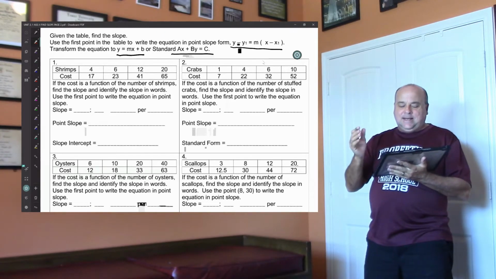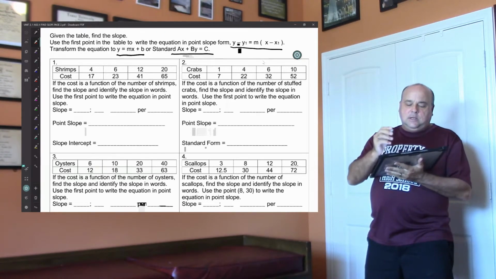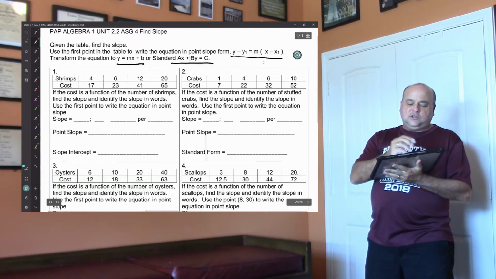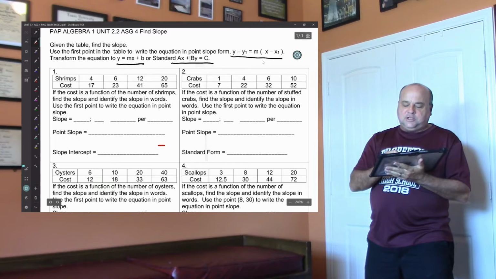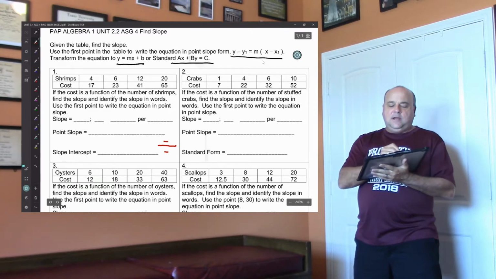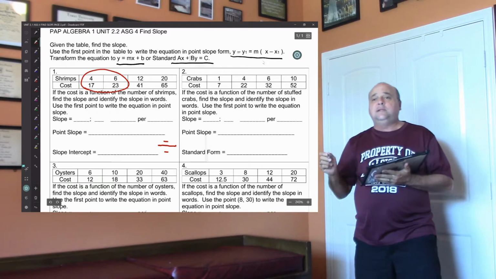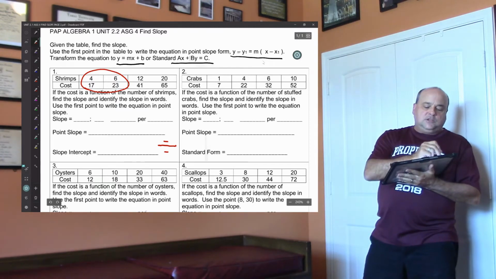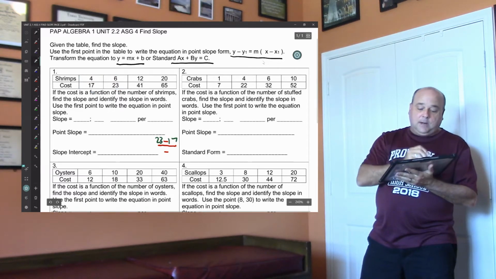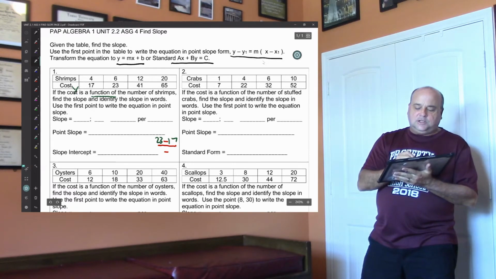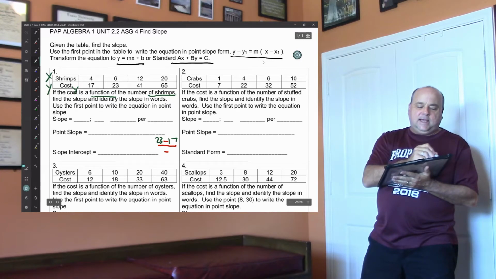Okay, so I didn't leave you a lot of room to do this, so let's do the slope down here. I'm going to draw a fraction bar, minus, minus, and then I would just use these 2 points all the time to get the slope. My first 2 points are going to be 23 and 17. Those are my y's. But first, underline function of: the cost is a function of the shrimps in it. So the cost will be y and the shrimps will be x.